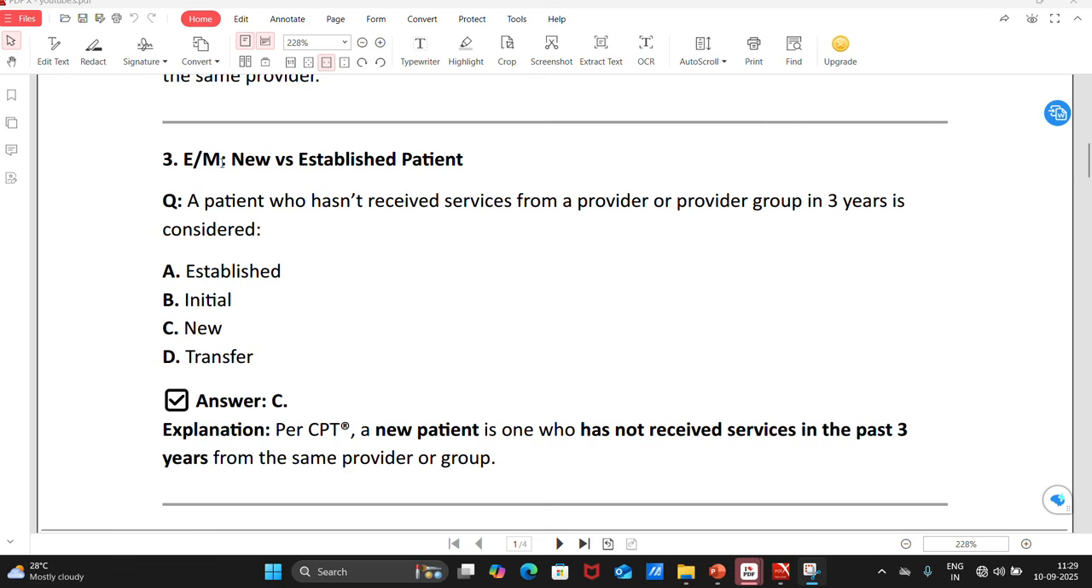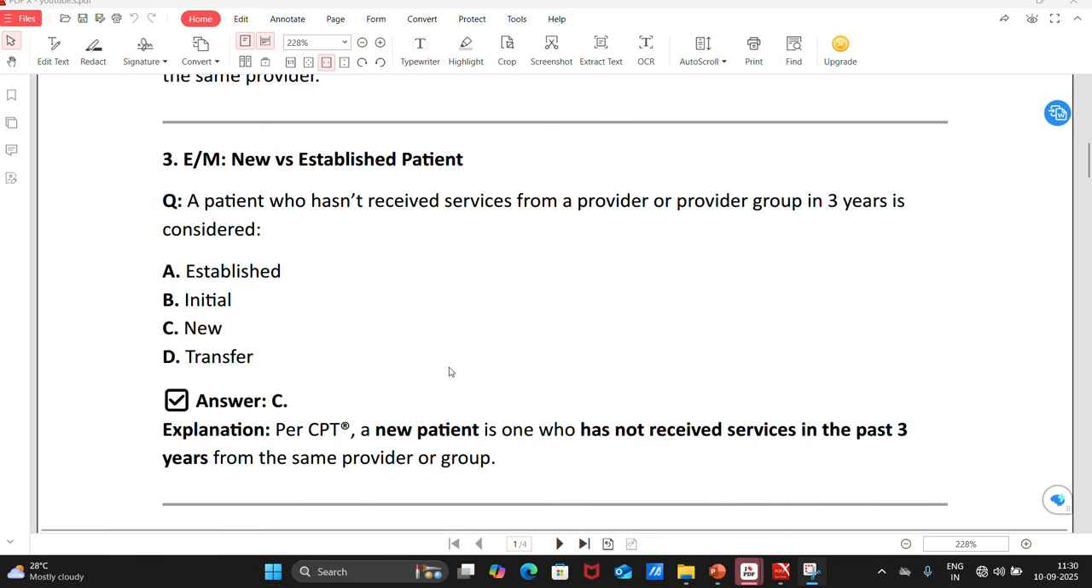And the third one, new versus established patient related question. A patient who has not received services from a provider for greater than 3 years is considered. So what will be the correct answer? Option A is established, option B is initial, option C is new, and option D is transfer. So, the right answer is option C, new.